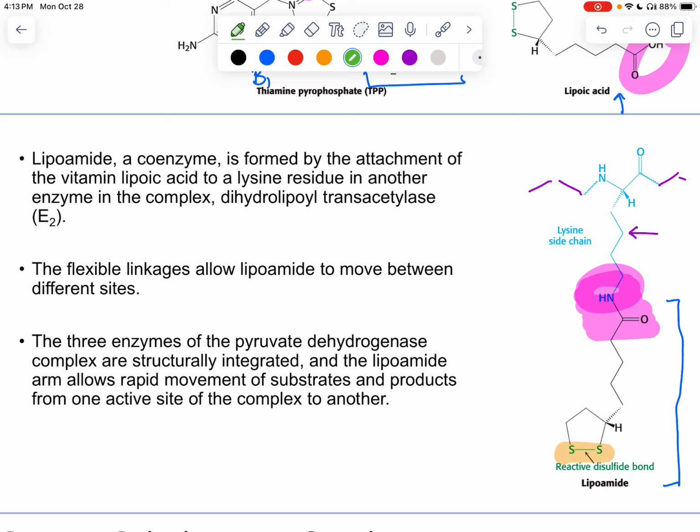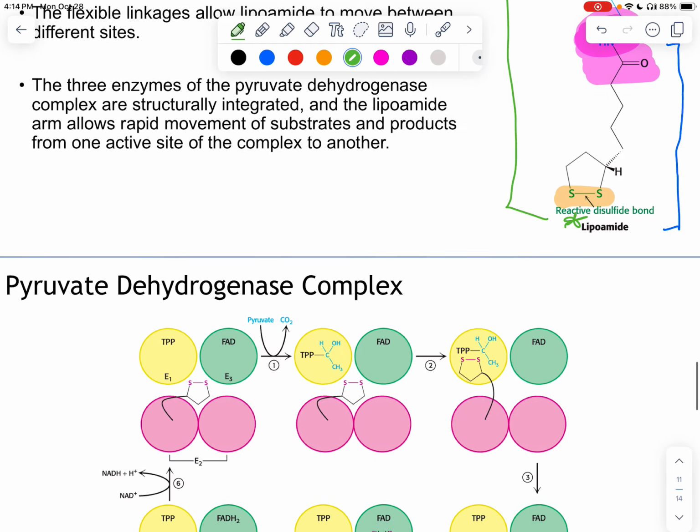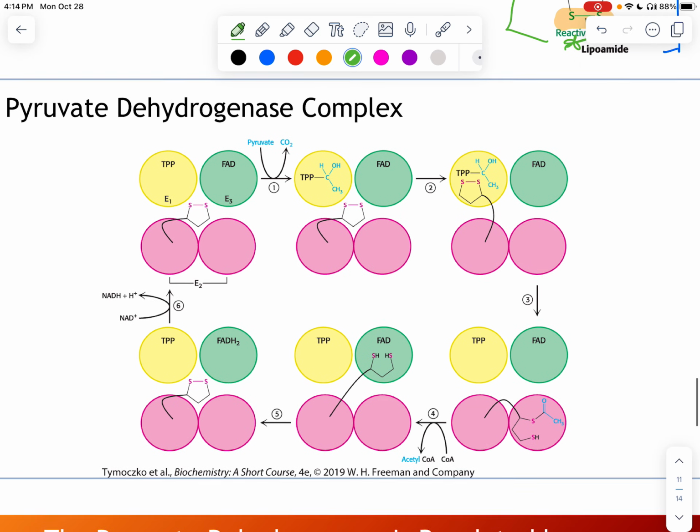And we get essentially, in a different color, this thing we're going to call a swinging arm. Okay, and we looked at that one time before. It's this flexible linkage that allows the lipoamide to move between different active sites. So this disulfide bond down here is going to pick up an acetyl group and carry it from enzyme 1 to the active site of enzyme 2, where it'll undergo reaction to form acetyl-CoA. All right, let's look at that with this kind of cartoon drawing.